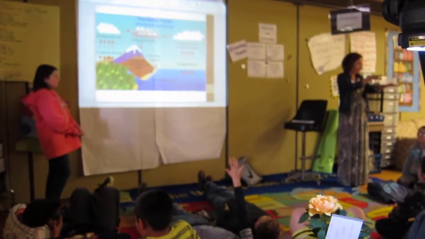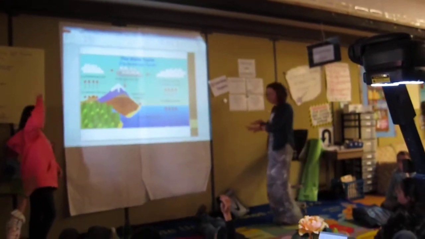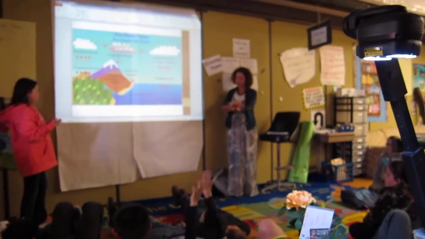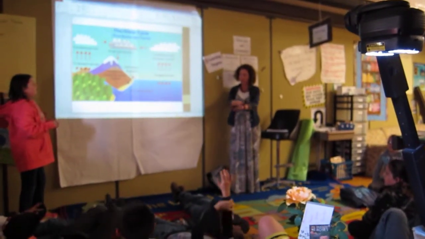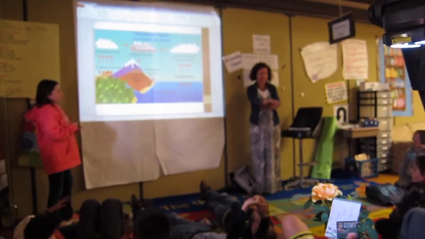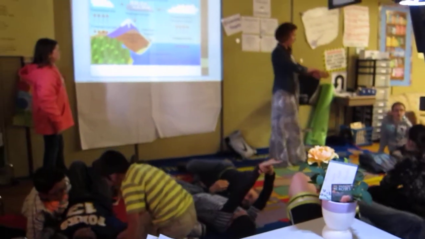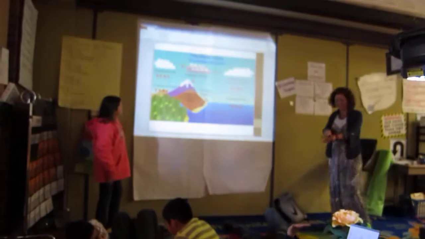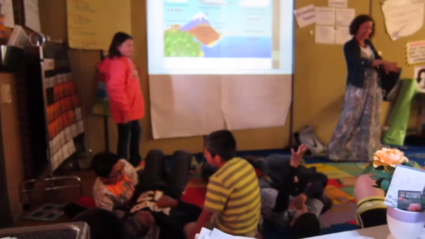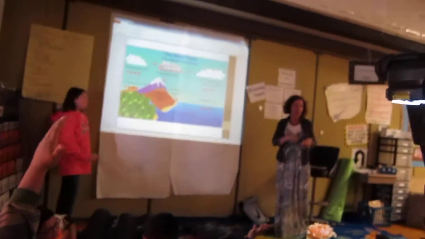What about when water is in this state? Lucy. It's evaporating. When it's in this state, what is it? Gas. What do you think? Talk to your partner. When it's in this state, what is it? All right, what state is it in when it's moving like this? Carter. Liquid.